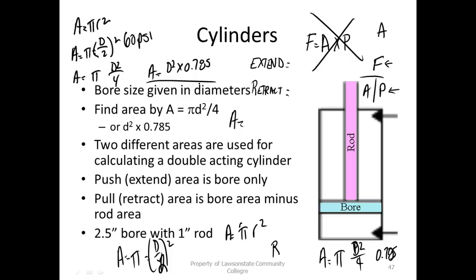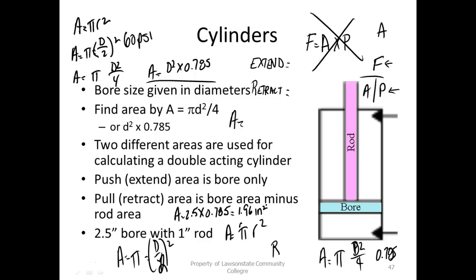So what would be the area of a 2.5 inch bolt? Well, I would say the area would be equal to 2.5 squared times 0.785, and that would give me the area. And that's going to be inches squared, right? So square inches. That's the way we represent square inches.